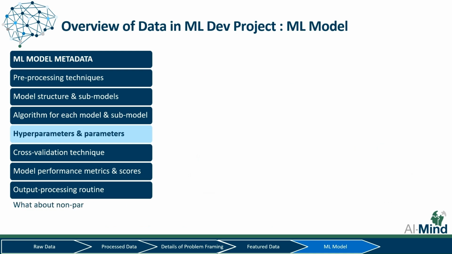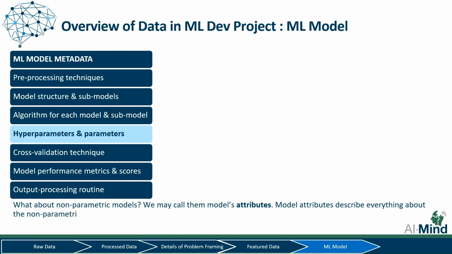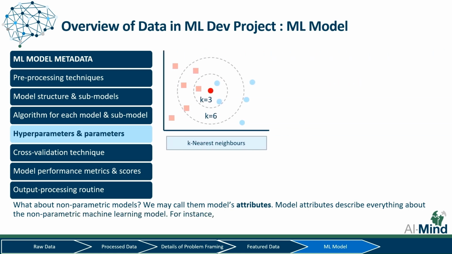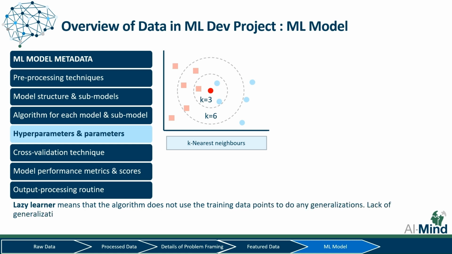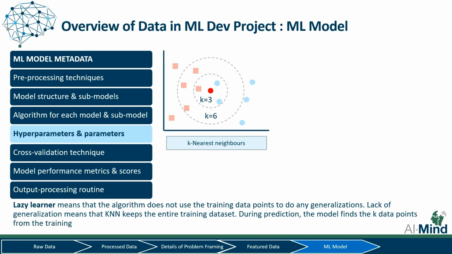What about non-parametric models? Well, we may call them model attributes. Model attributes describe everything about the non-parametric machine learning model. For instance, k-nearest neighbors. K-nearest neighbors is a bit special as it is often referred to as a lazy learner. Lazy learner means that the algorithm does not use the training data points to do any generalizations. Lack of generalization means that KNN keeps the entire training dataset. During prediction, the model finds the K data points from the training set that are closest to the input data points based on a distance metric.